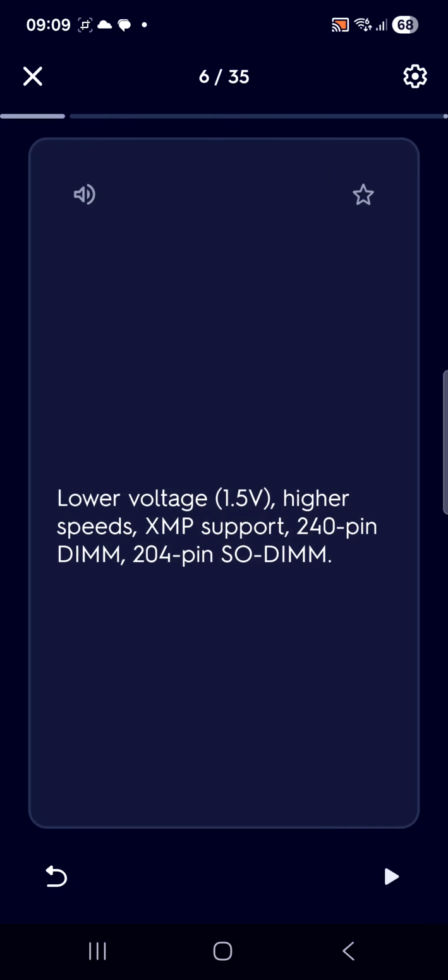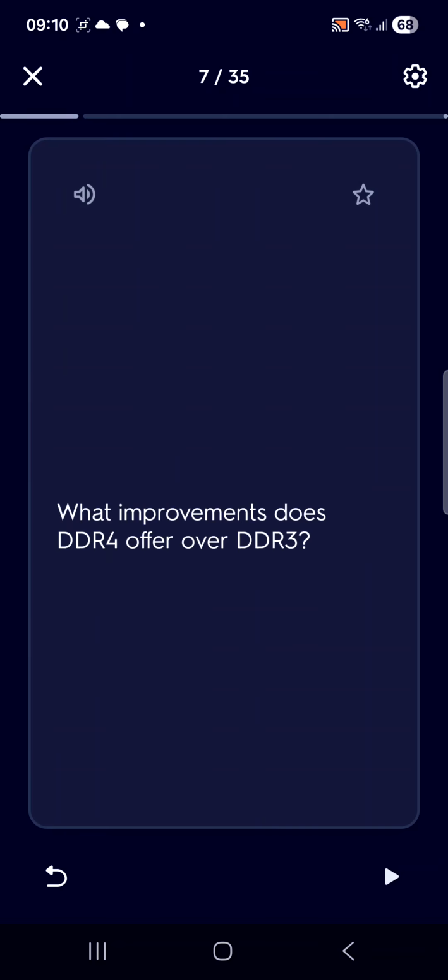What are the key features of DDR3 RAM? It has lower voltage, 1.5 V, and higher speed, XMP support. What does XMP stand for? XMP stands for Extreme Memory Profile. It uses a 240-pin dual inline memory module and a 204-pin small outline dual inline memory module.